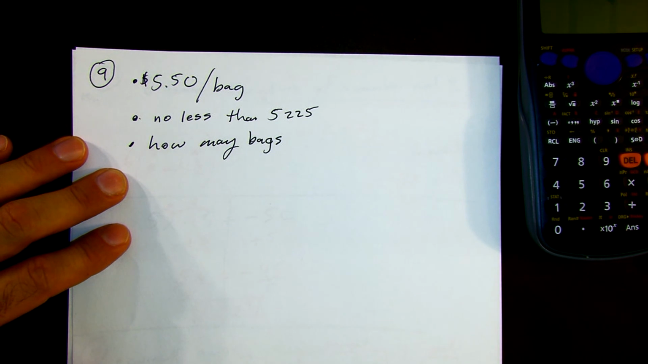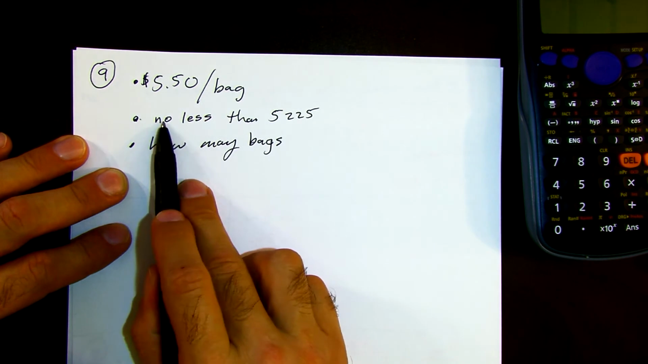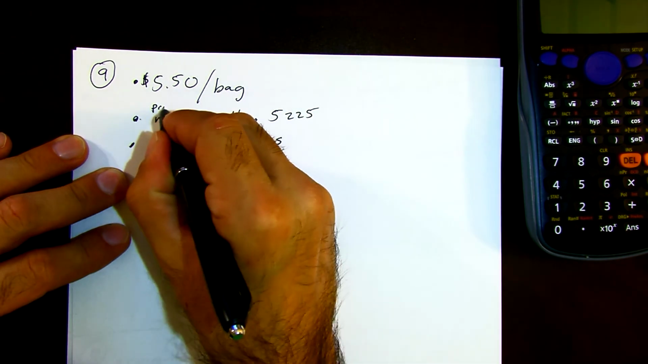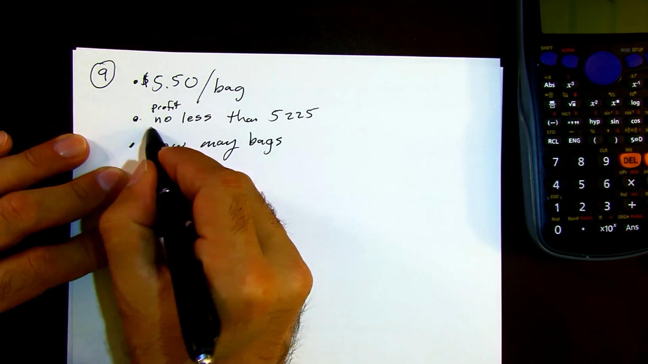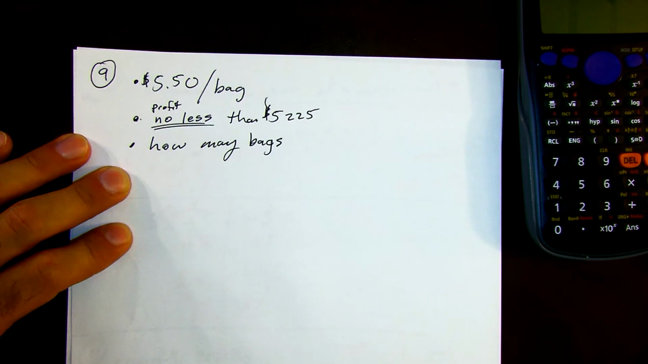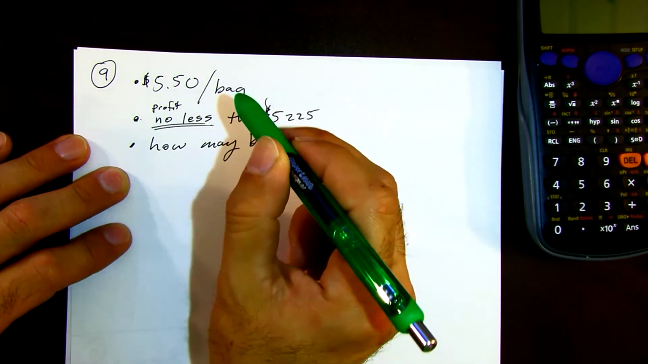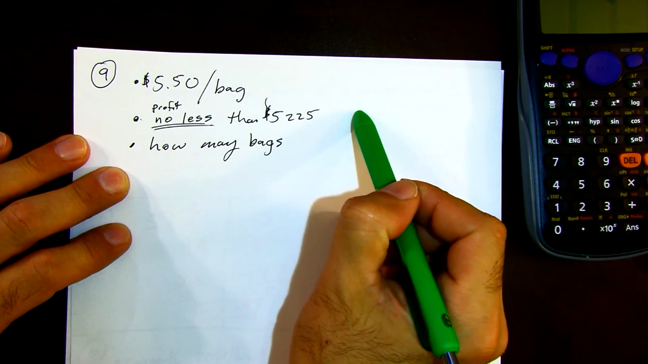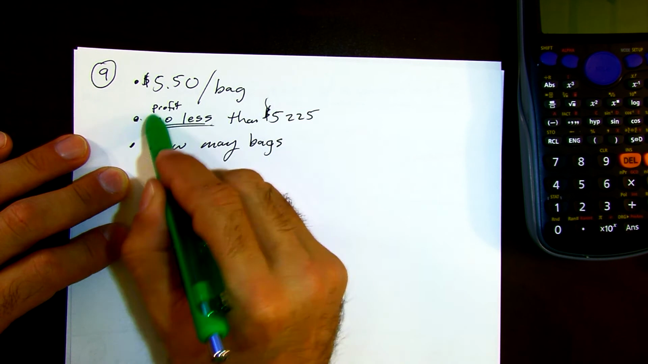For those 9 that didn't, let's look. Here are my notes: $5 per bag, $5.50 per bag. I'm cheapskating them. Good job, Marco, you got it. All right, $5.50 per bag. They want to make a profit, so I need to add that: profit no less than $5,225.